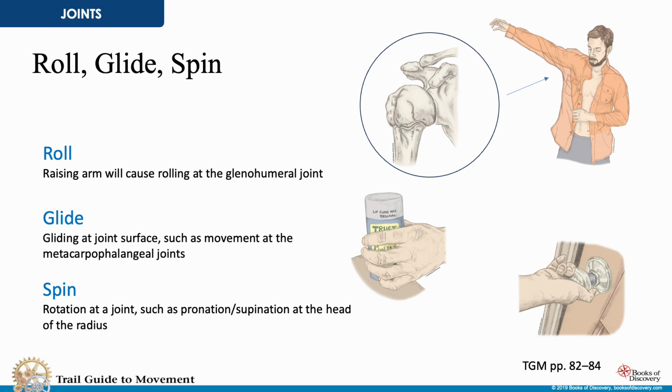Roll, raising arms will cause rolling at the glenohumeral joint. Glide, gliding at joint surface, such as movement at the metacarpophalangeal joints, like picking up a can of soda. Spin, rotation at the joint, such as pronation or supination at the head of the radius, so opening or closing a door by turning the door handle.